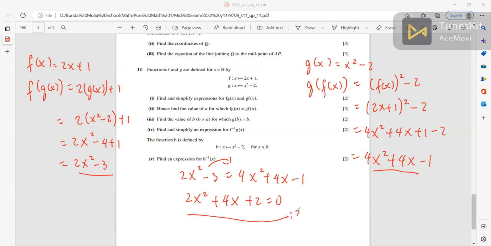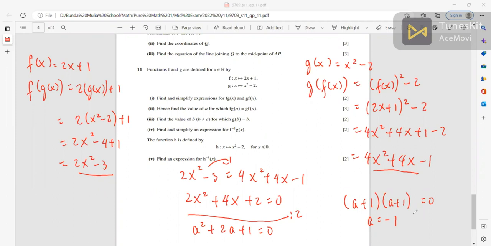Everything I divide by 2, and I change that to become a. So it is a squared plus 2a plus 1 equals 0. So if I factorize it, I get (a plus 1) times (a plus 1), or (a plus 1) squared, equals 0. So I get a is actually minus 1. That's for the second one.